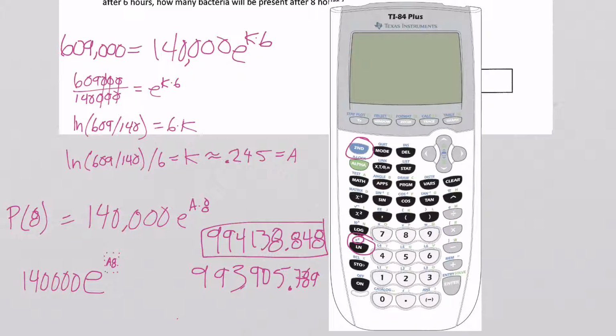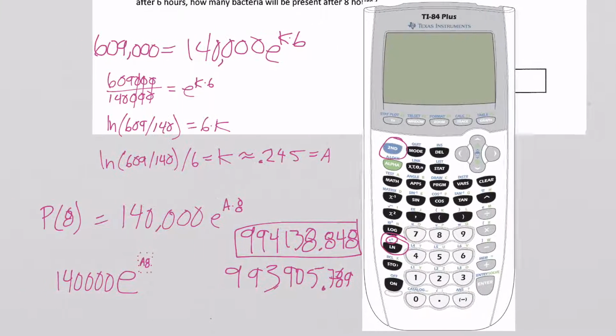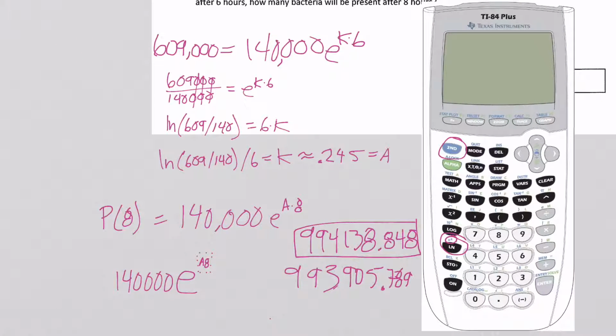Now, if you don't store that rate and instead use 0.25, you'll get 993,905.789. So you'd be off by roughly 220 bacteria, which, I don't know, seems significant. Maybe not when you're talking about a million, but still, it's off. So if you don't store, you are creating error that you don't need to create, and you're not going to receive full credit for that answer. So please do store that variable.